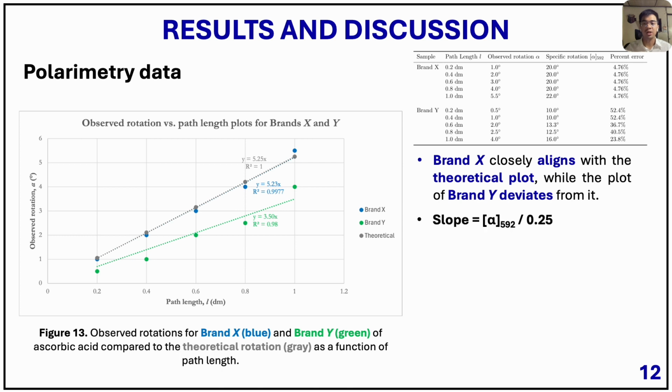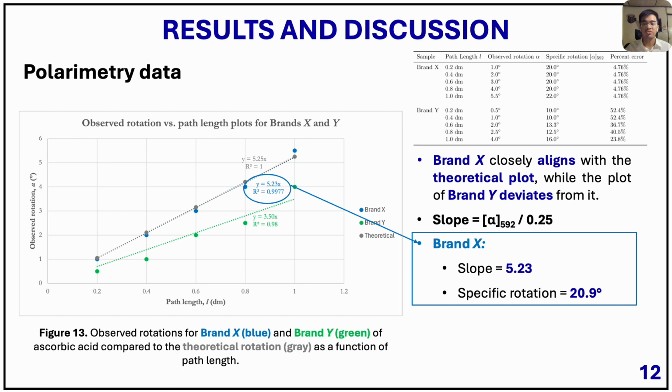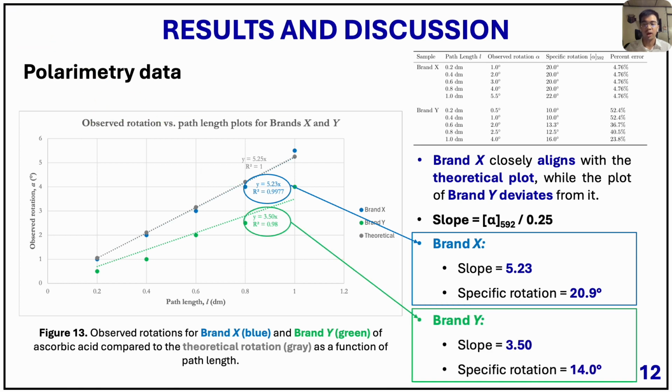Note that the slope represents the specific rotation divided by the concentration. For band X, the slope is 5.23, resulting in a specific rotation of 20.9 degrees, which is within the range of the theoretical specific rotation. Meanwhile, for band Y, the slope is given as 3.50, corresponding to a specific rotation of 14.0 degrees, which is outside the expected specific rotations. Therefore, band X is suggested to be pure, while band Y is impure based on this polarimetry experiment.